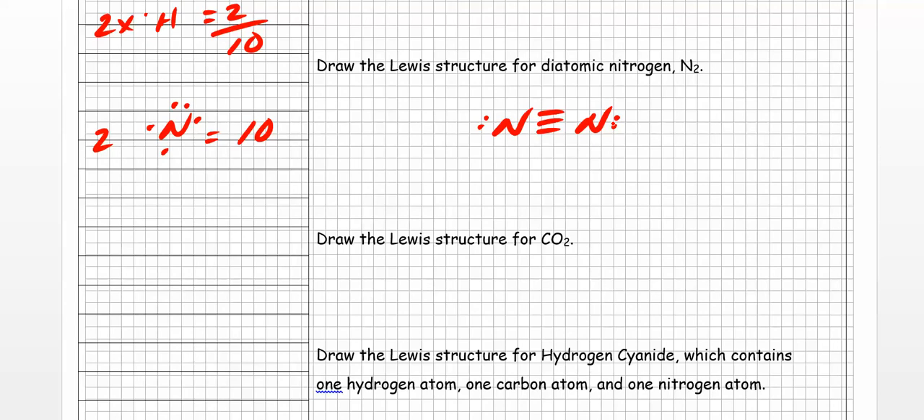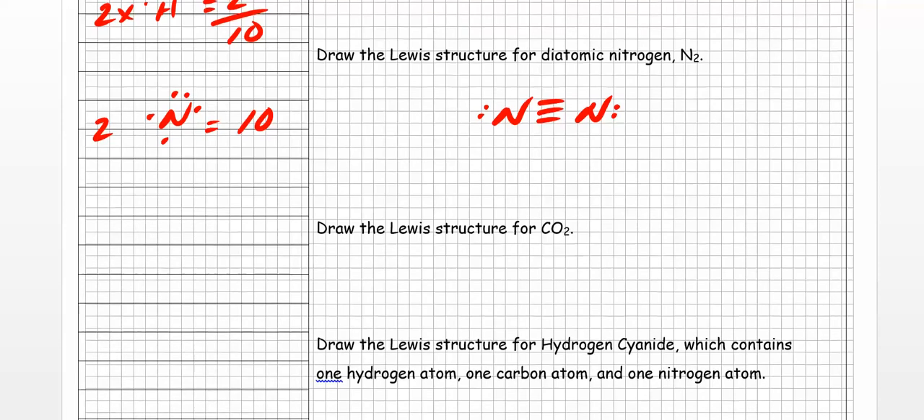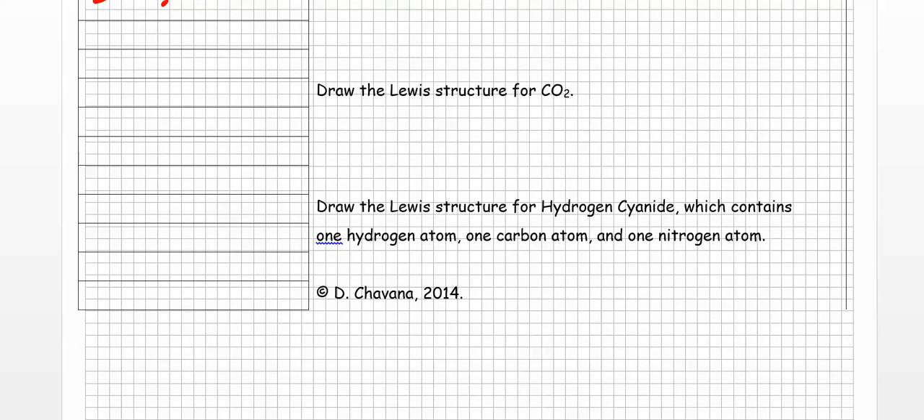Next, draw the Lewis structure for CO2, carbon dioxide. All right, so we're talking about double bonds here. Carbon has 1, 2, 3, 4 valence electrons, and oxygen has 1, 2, 3, 4, 5, 6 valence electrons, but there's 2 of them. So 2 times 6, 12 electrons, plus 4, that's a total of 16 electrons, just like that.